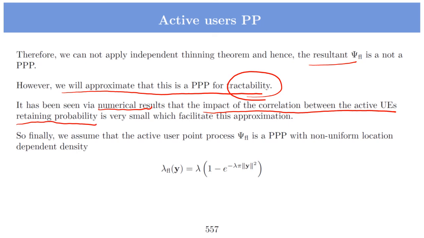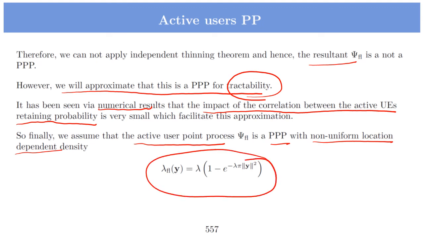So eventually, what we do here is approximate the active user point process by a PPP with a non-uniform density, which depends on the location and is given by this. This is nothing but the retaining probability multiplied by the density of the potentially active users.